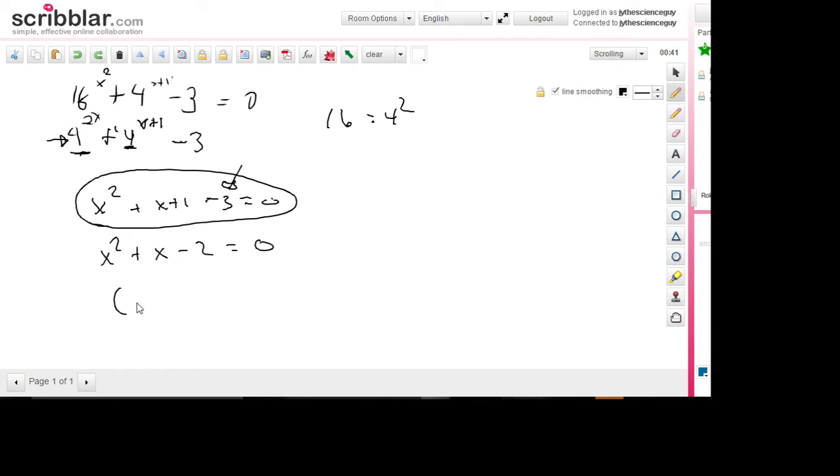And so you get x plus 2 and x minus 1, and then x is equal to negative 2 or 1. And then I got to stick it back in to make sure I actually get the right answer. So if I take 16 to the negative 2 power plus 4 to the negative 2 plus 1 minus 3 equals 0, let's see if that's actually equal to 0. Okay. I got my calculator.